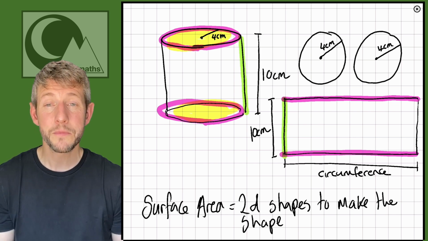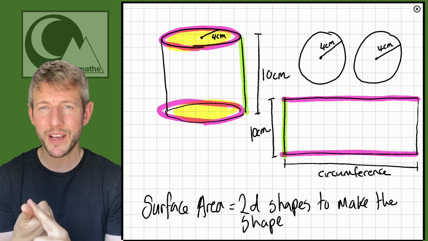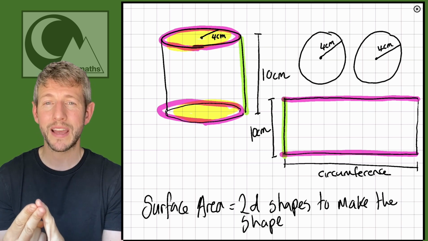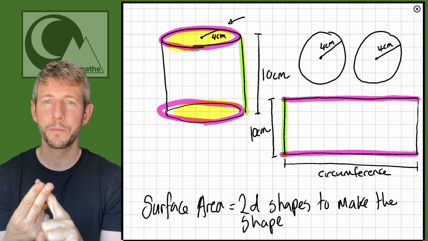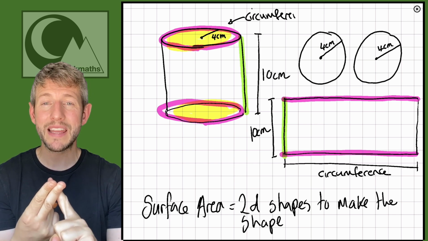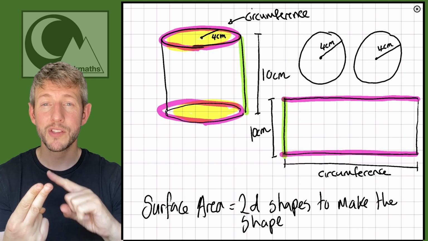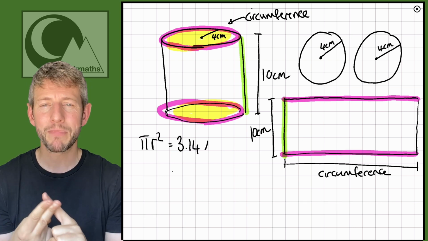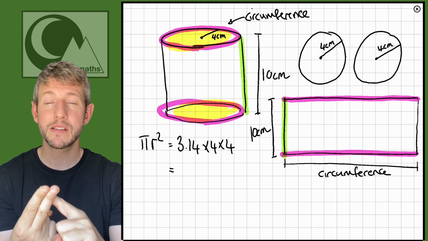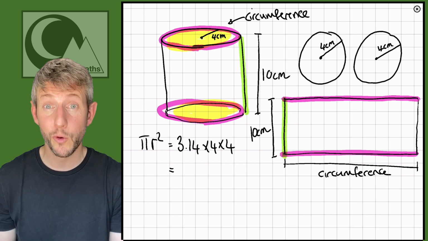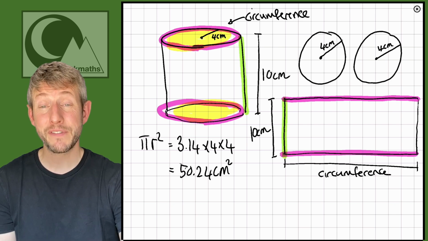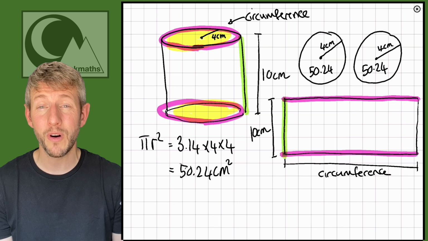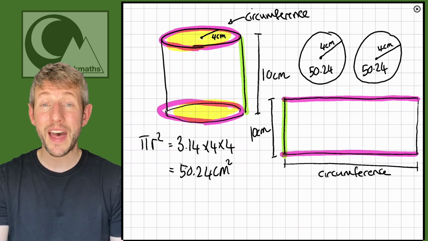So that's why I've said we need to know how to work out the area of a circle, the area of a rectangle, and the circumference of a circle. Okay, so let's just complete this example before we go on to a question. The areas of these two circles are both given to us by pi r squared. And we know that the radius is 4. So this is going to be 3.14 times 4 times 4. And so that is 50.24. And so we've got two of those. So I'm just going to write that down here: 50.24, add 50.24. And then we need the area of the rectangle.